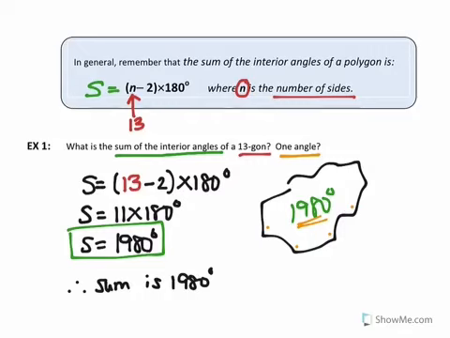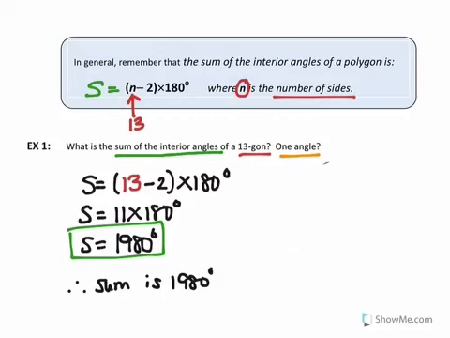Now, we still have to answer this question. So that question says, well, what about this? How much is that? Because there's 13 sides, there must be 13 of those angles. So I'm going to take this and divide it by 13 to figure out how much each of them is. But I'm going to do this a little bit neater. I hope you're okay with me using E for each.